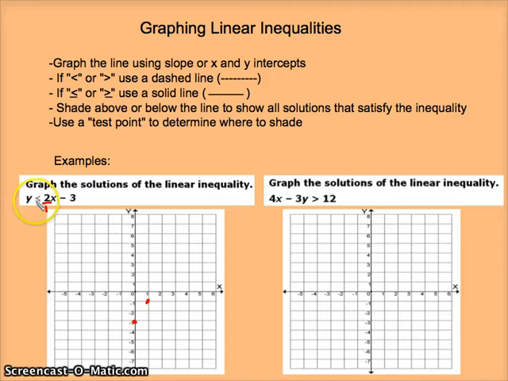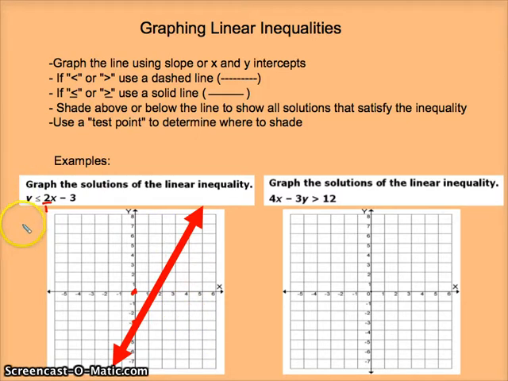Since this is less than or equal to, I'll connect those 2 points with a line, and that'll be a solid line. Whoa, pretty thick line. Now I have to determine where I'm going to shade. All right, I'm going to pick a test point. I think the easiest test point to pick is 0, 0. I'm going to plug in the point 0, 0 to the inequality. If that point satisfies the inequality, I'll shade on that side of the line. If it does not satisfy the inequality, I will then shade on the other side of the line.